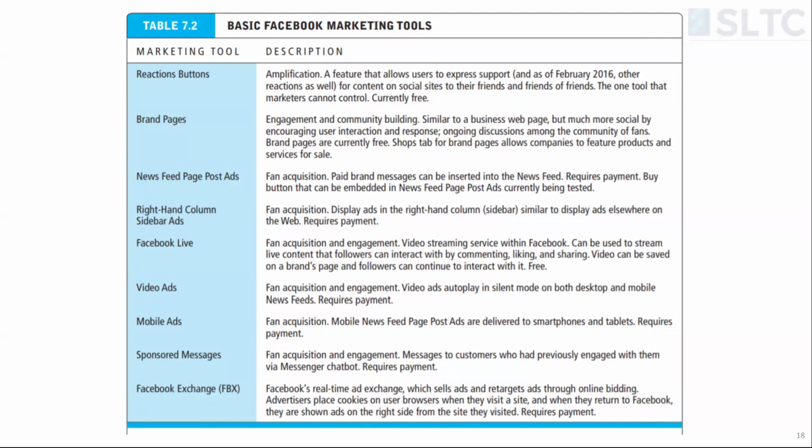Then they also have sponsored messages. Now, by the way, these are tools from Facebook. Okay. Things we can do with Facebook on social media. The last one is Facebook Exchange. Now, what does that mean? Now, if we have a very famous page or very famous things going on.